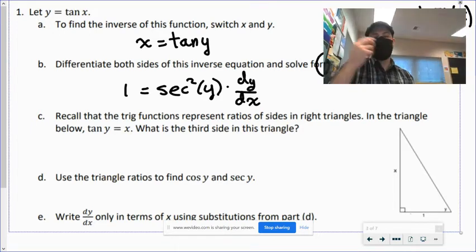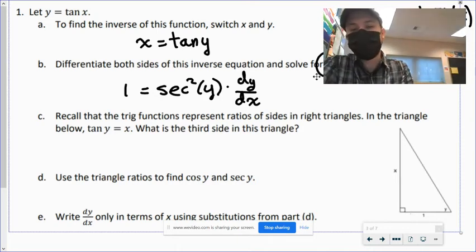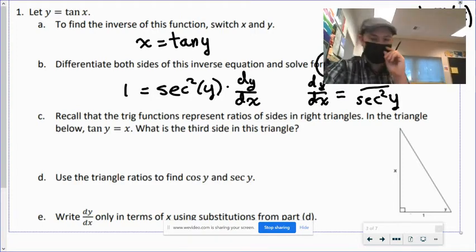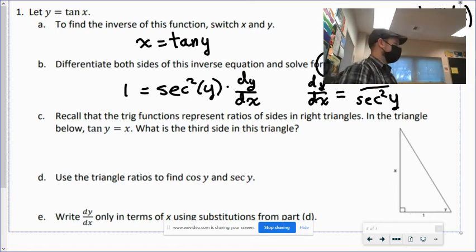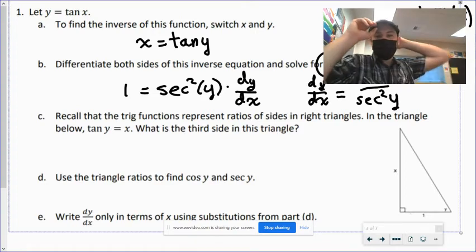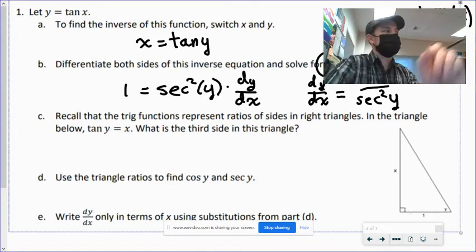Which is quite nice then, because I now know an expression for my derivative. The derivative of y with respect to x is 1 over the secant squared of y. That is a little bit scary though, because it's in terms of y, and that's harder to work with. So we're going to try and rewrite it so that it's in terms of x, and we're going to take away from this a formula for the derivative of tangent inverse of x.